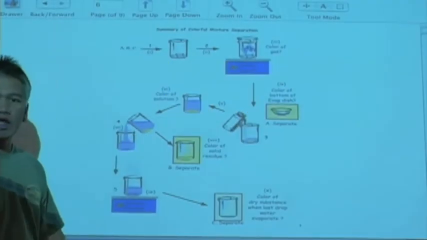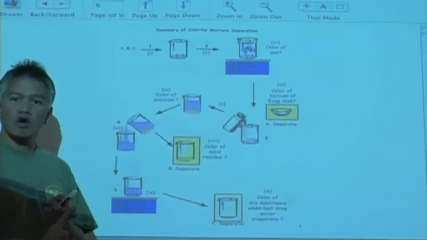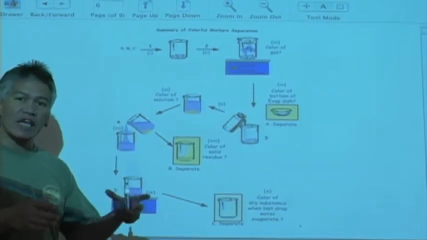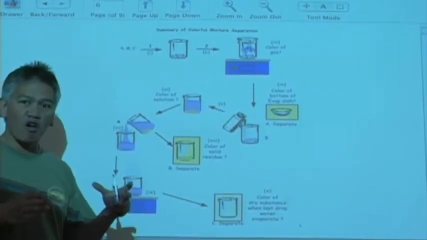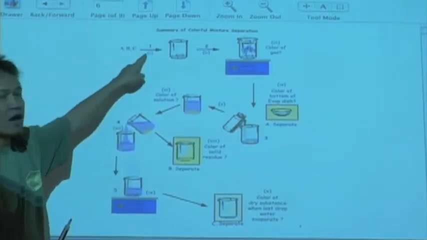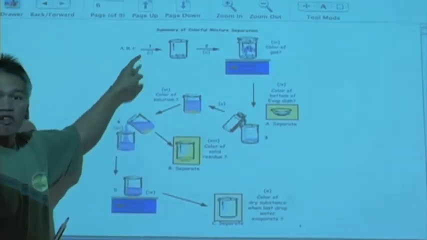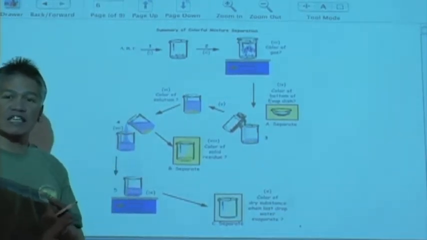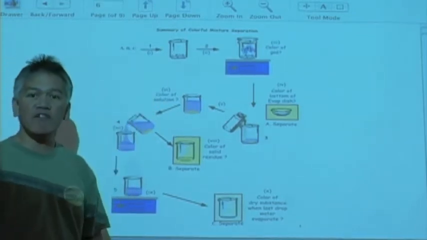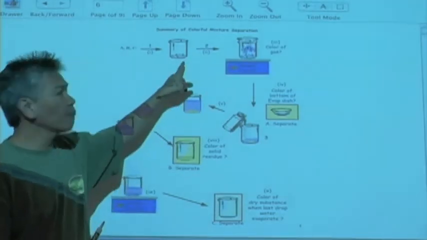In this experiment, you're going to take iodine, cobalt chloride hexahydrate, and sand, and make careful observations of each of the three individual components. That would be number one in this flow scheme. So you want to take careful observations of the three isolated chemicals first, and then put them in a 250 milliliter beaker and mix it all up.